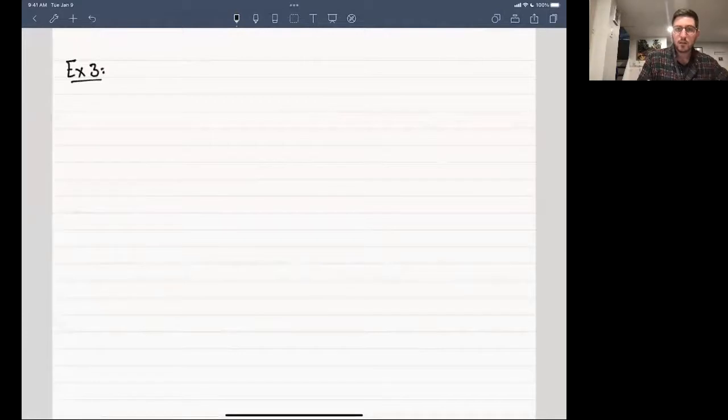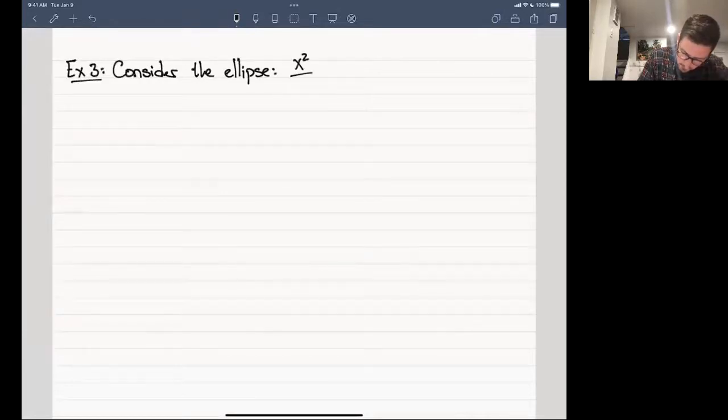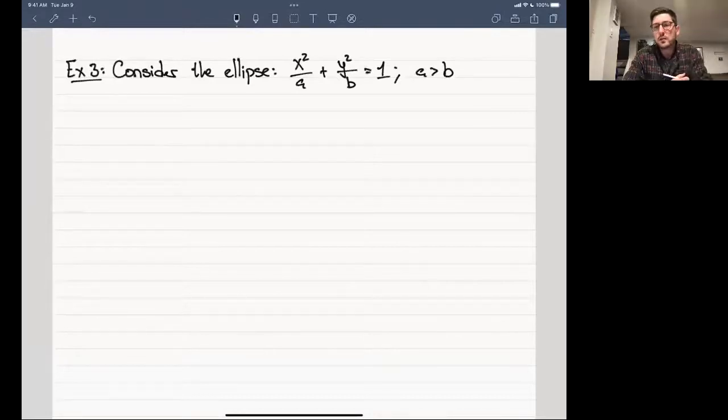Let's consider the ellipse. So consider the ellipse x squared over a plus y squared over b is equal to 1. And we're going to restrict ourselves to a is larger than b. And if you pause the video right now and you just type into Google, what is the perimeter of an ellipse? You're going to see that there's no formula, right? So this turns out to be a very, very hard problem depending on the values of a and b, right?